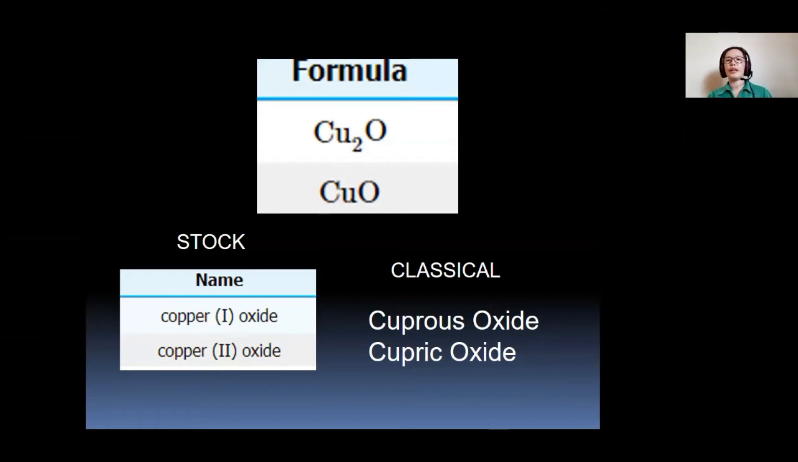So here, to name the first compound, in the first compound, copper makes use of a lower oxidation number. And it's obvious, there's no subscript in the element oxygen. So we name it as copper(I) oxide. In classical, it's cuprous oxide. In the other compound, CuO, copper makes use of positive 2. So it's copper(II) oxide, and because it's higher, in classical it's cupric oxide.